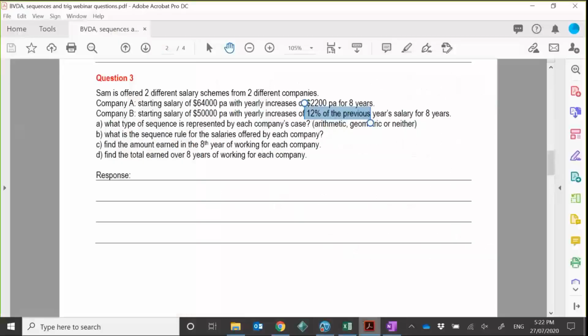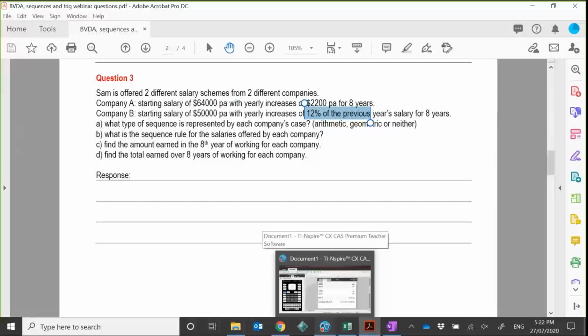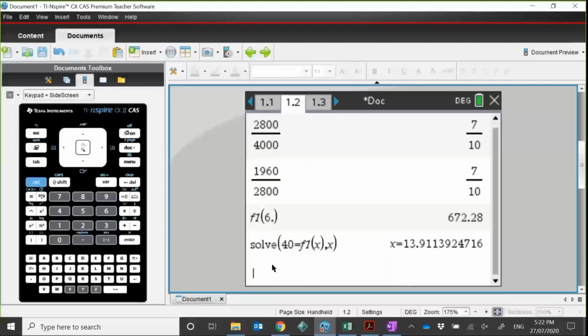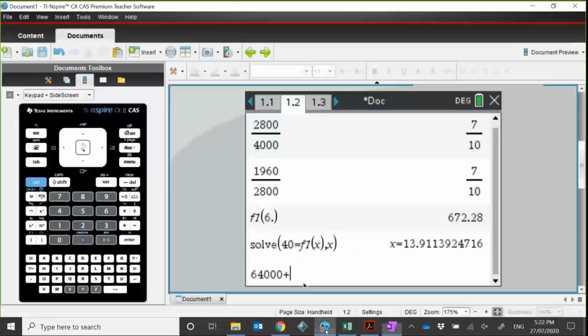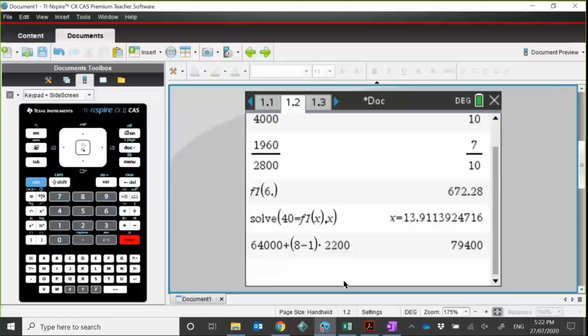Okay, part C. Find the amount earned in the 8th year of working for each company. So, coming over to our calculator. Okay, for our first company, we had 64,000. Adding on, the formula, remember, was 64,000 plus n minus 1 times d. So 64,000 plus, it is 8 minus 1, because we're in the 8th year, multiplied by 2,200. And that is how much you're earning in the 8th year for that first company.